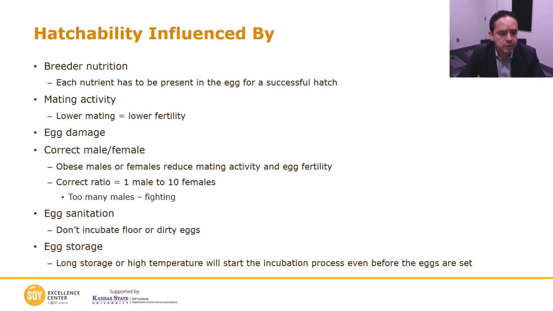Egg sanitation is also important. Don't incubate floor or dirty eggs. And also egg storage is very important. A long storage or high temperature will start the incubation process even before you place those eggs in the incubator.